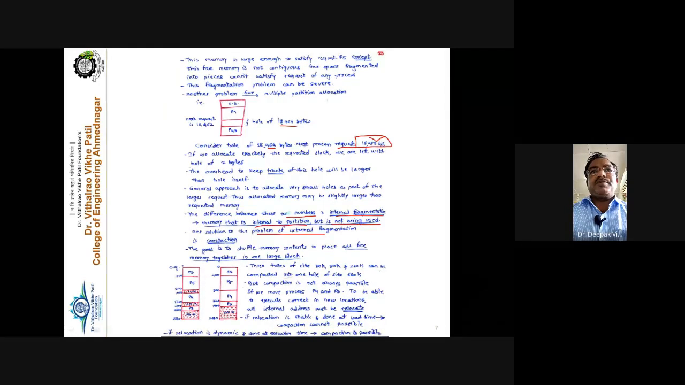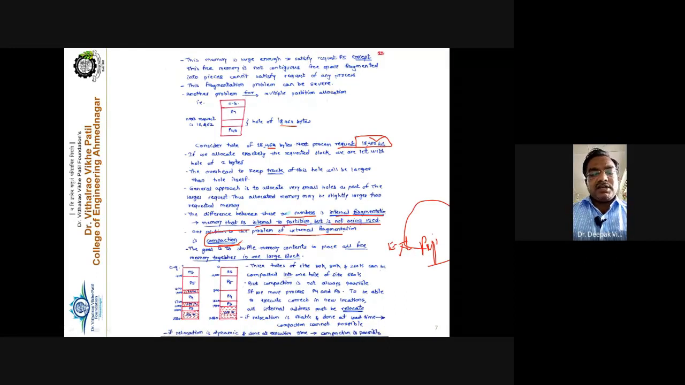One solution for the problem of external fragmentation is compaction. We are going to merge the holes together, shifting the processes to one side and the holes to the other side. That is called compaction. But although it is theoretically possible, practically it is not possible. The solution to external fragmentation is given by paging. In the next lecture we will discuss the paging concept.